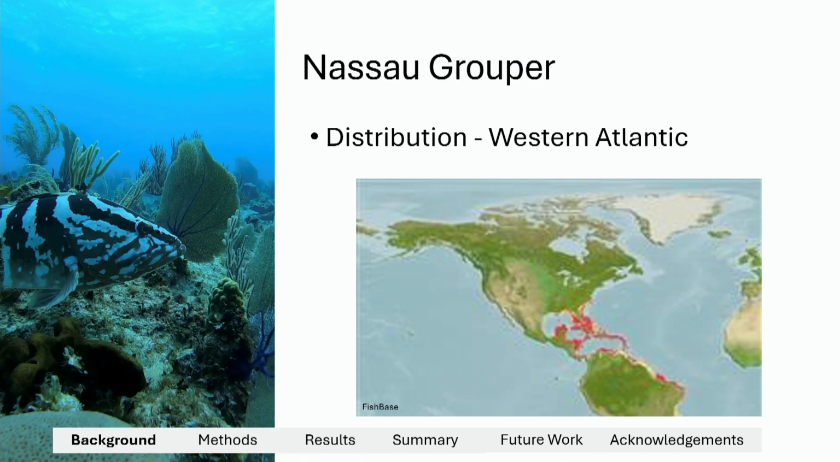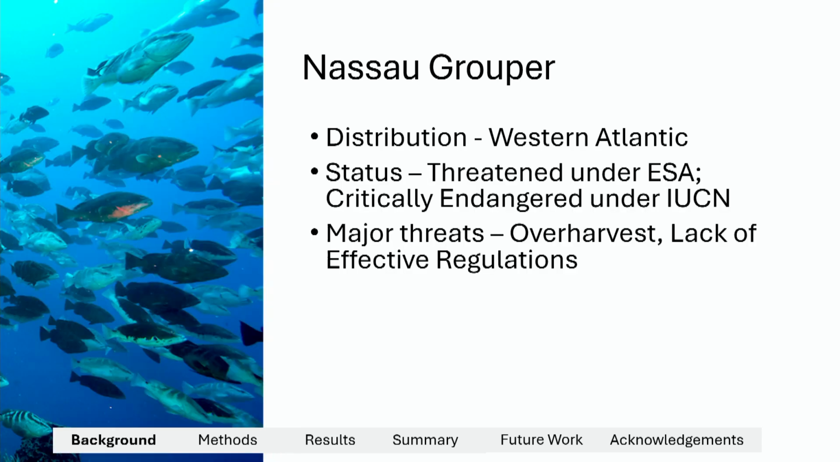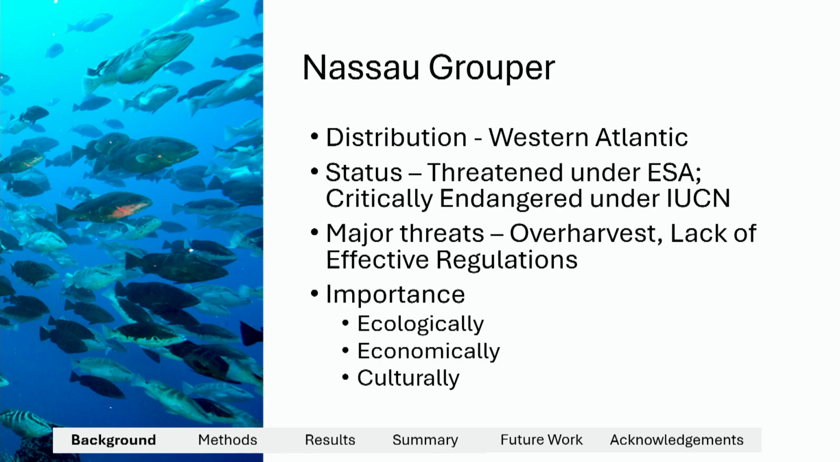Nassau grouper are distributed throughout the western Atlantic Ocean, yet they are listed as threatened under the Endangered Species Act and critically endangered by the IUCN. Major threats include things like overharvest and lack of effective regulations, but they're an important species ecologically as large reef predators, economically in a commercial and recreational fishery, and culturally. In dive tourism and other tourism culture, it's really important. They're a food fish, and in the Cayman Islands at least, they are incorporated into education systems and curriculums as well.